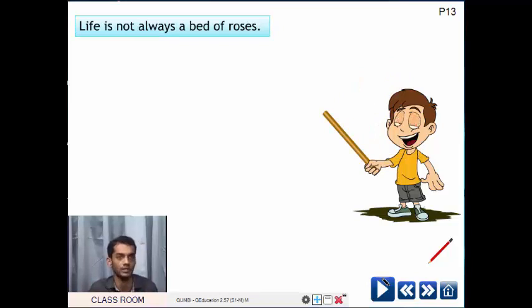Look at the sentence. Life is not always a bed of roses. Repeat it. Life is not always a bed of roses. Okay, children. Look at the idiom a bed of roses. It has nothing to do with bed and roses. Then what does it mean? Okay, let me give an example. Some parents say taking care of small children is not a bed of roses.